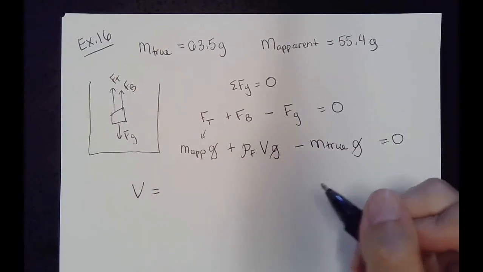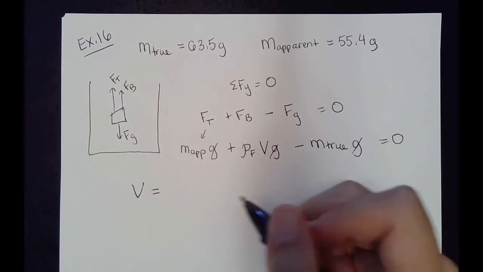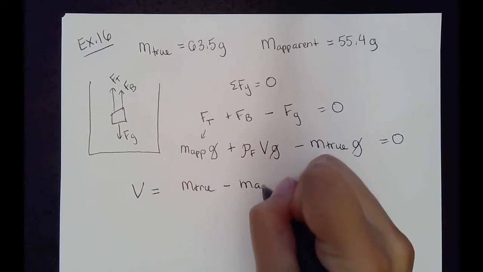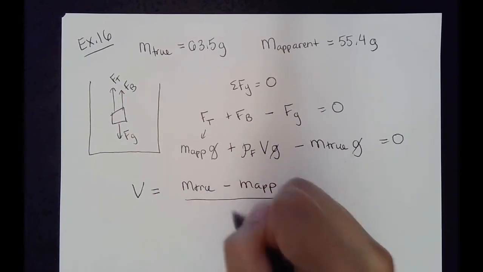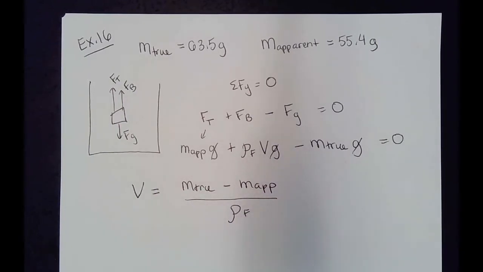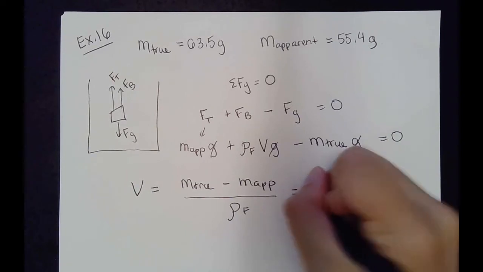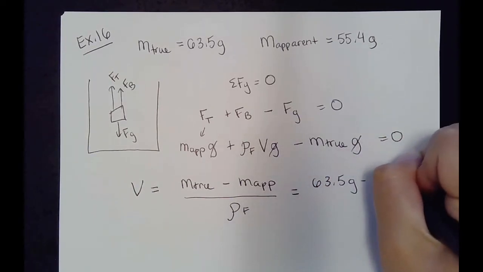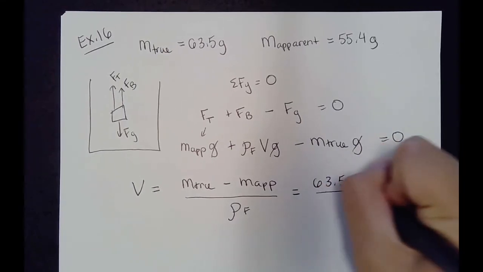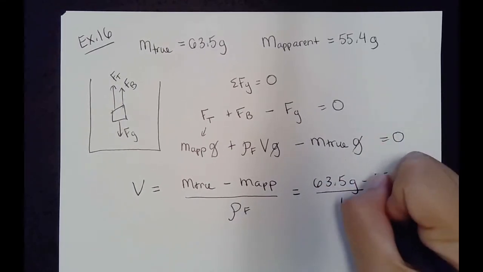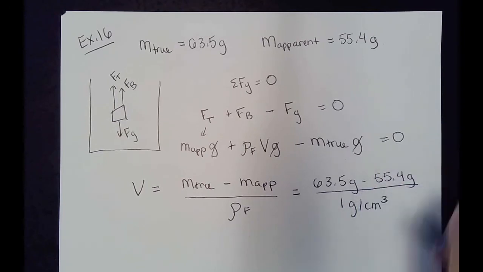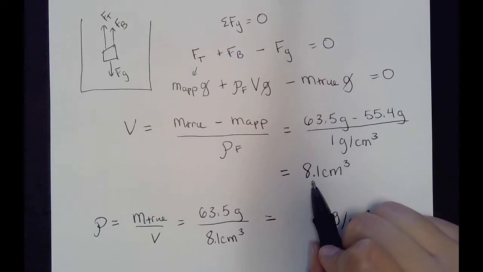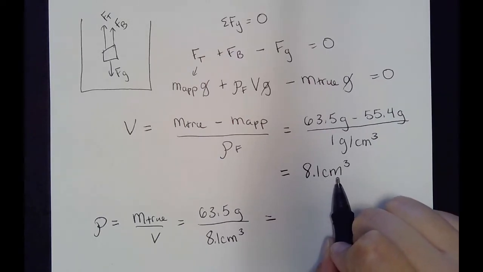So the volume will equal the true mass minus the apparent mass divided by the density of the fluid. So we'll have 63.5 grams minus 55.4 grams over 1 gram per centimeter cubed. That's the density of water in grams per centimeter cubed. I've just filled that in here, so this gives a volume of 8.1 centimeters cubed.